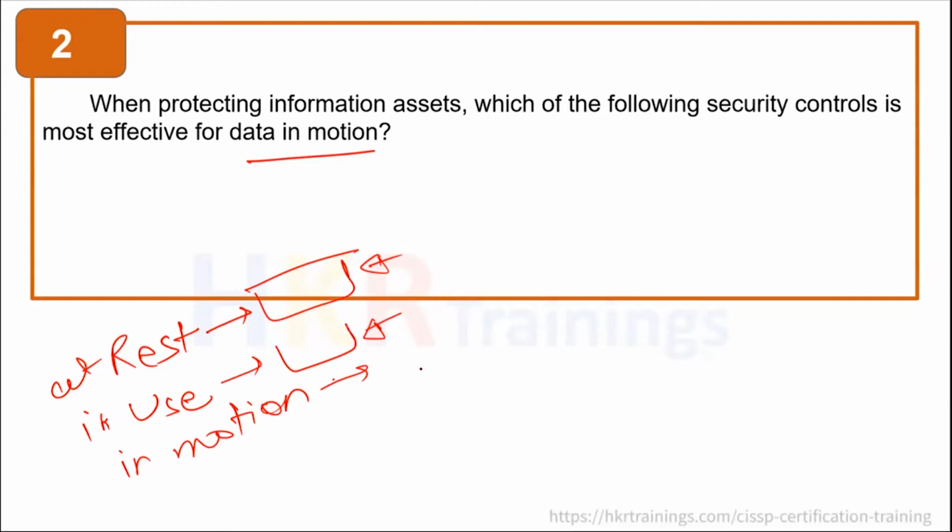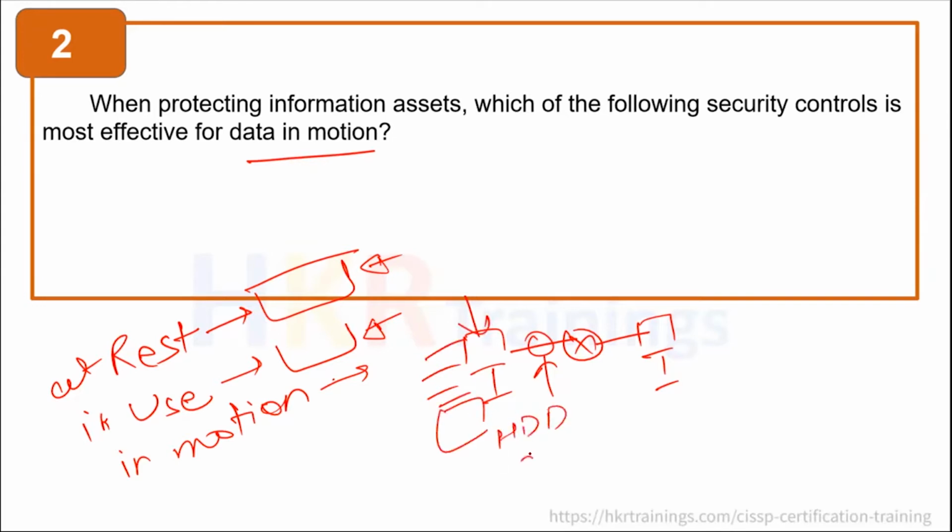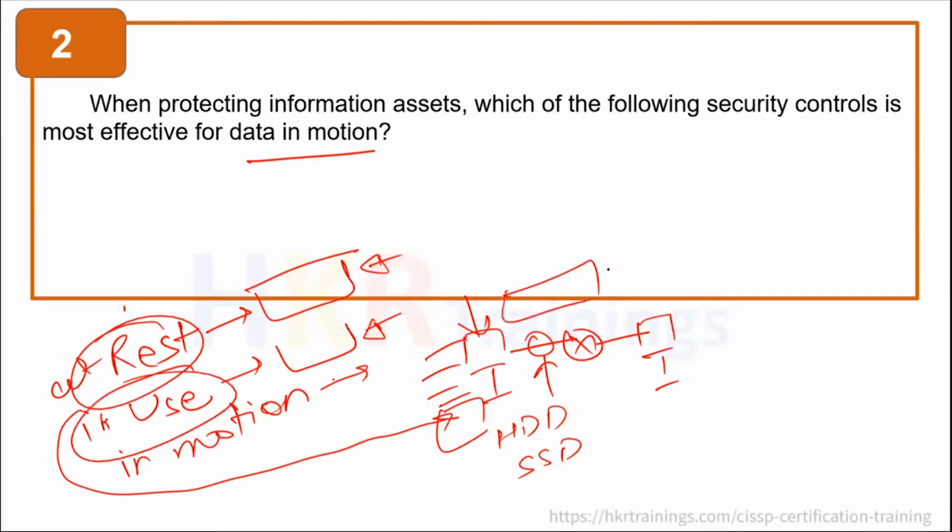And when data is in motion, it basically means that data is on the wire. So here's one computer, here's another computer, and in between there is the internet. When it is on this wire, that is when the data is in motion. When it is sitting on the secondary storage, say your hard disk or SSD, then it is at rest. When it is in use, it will generally be in your RAM whenever processing is happening on the data. And when it is in motion, it is on the wire, transmitted across the network between two devices.